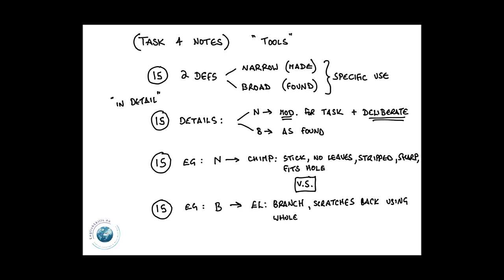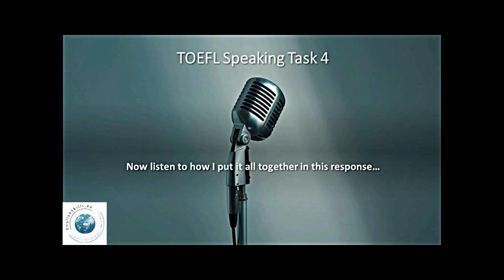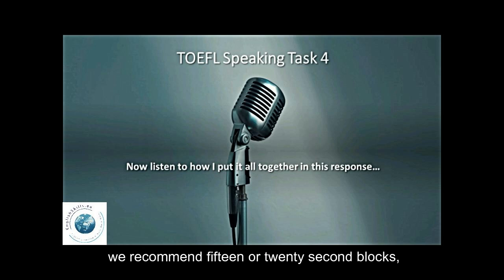In summary, sure, I think with this one, if you've got the 5 seconds at the end to close with a summary, it makes more sense. There's no real conclusion here. Even though both have specific tasks, the clear difference is there's deliberate altering to the tool by the animal without human instruction. Now we will transfer the notes into a structured response. As described in the previous videos, we recommend 15 or 20-second blocks, depending on the number of points you have planned to explain with the associated details.